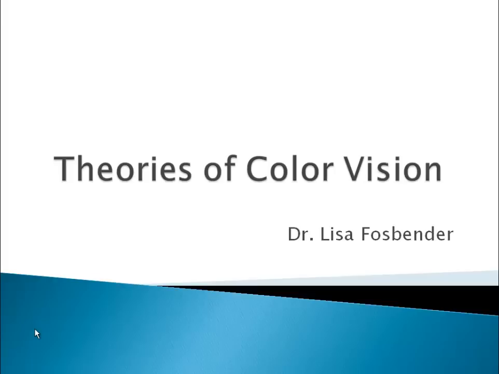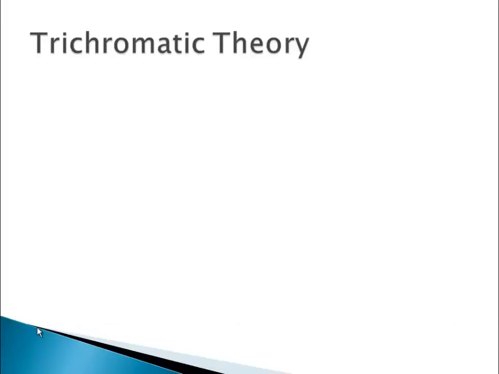Now, researchers have been trying for a long time to figure out exactly what's going on biologically, physiologically, when it comes to us being able to perceive colors. And one of the oldest theories of color vision is called the Trichromatic Theory. And like a lot of theories in psychology, it's named exactly what it is. Tri meaning three, chroma meaning color. Now, the Trichromatic Theory says that we use three different types of cones to see colors.